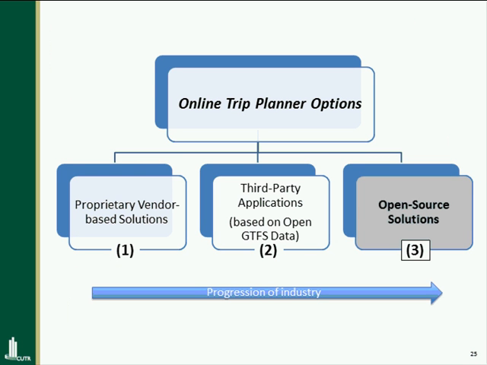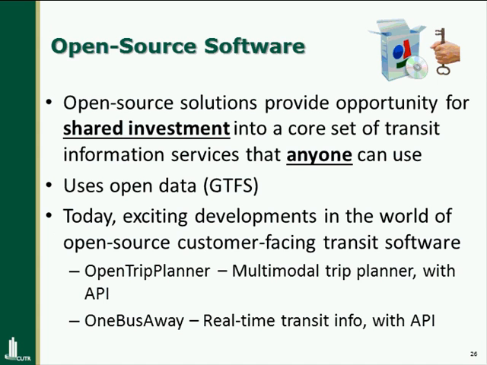So I'm going to talk about a new area in the industry right now, which is open source solutions. And this is our third category of online trip planner options. Open source software really differs from historical solutions provided in the transit industry, which have been proprietary or closed source. Open source solutions provide the source code for the application out there for anyone to download, examine, modify, and contribute to. So this really provides an opportunity for shared investment into a single set of software tools by anyone worldwide.